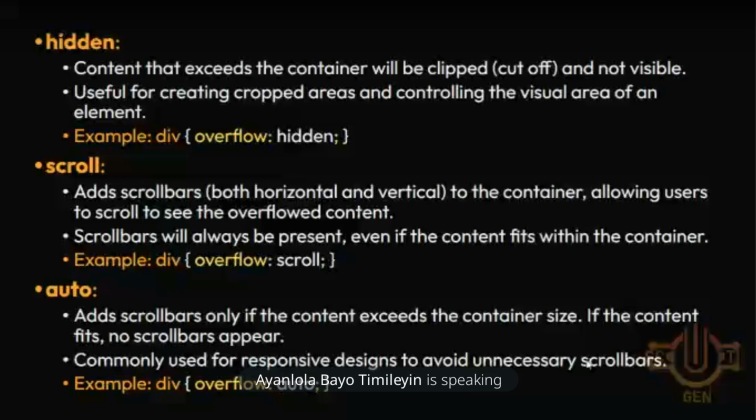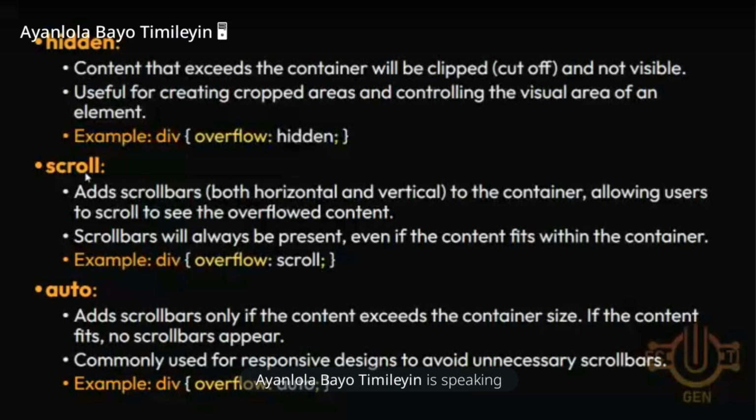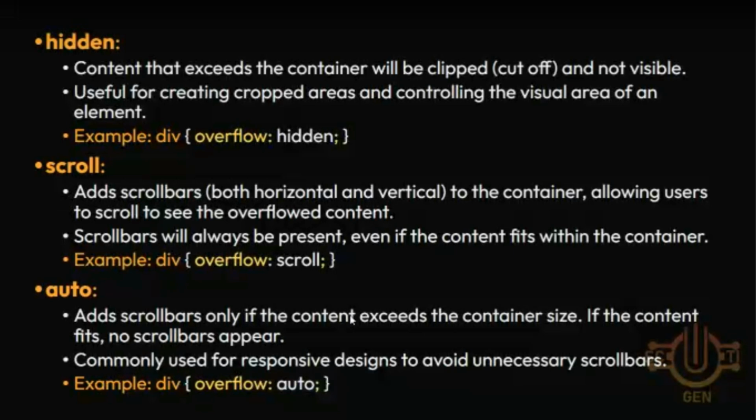So the difference between scroll and auto is that if you set the value of overflow to scroll, whether the content fits or not, the scroll bar will appear. But for auto, the scroll bar appears only if the content exceeds the container size. So quickly, let's see that as we close for today.